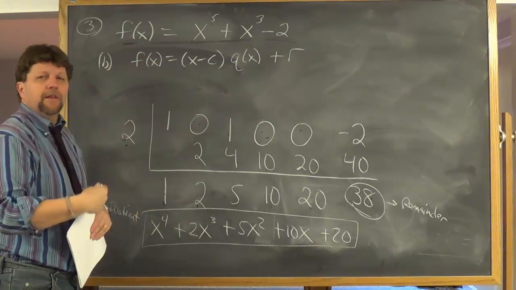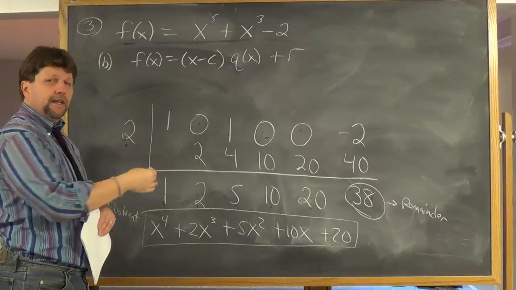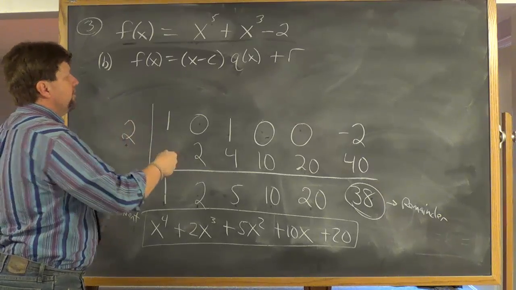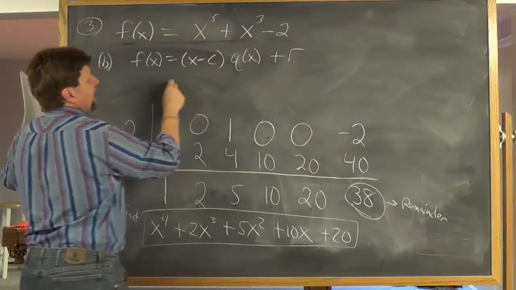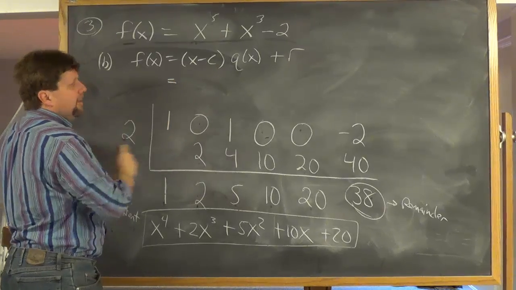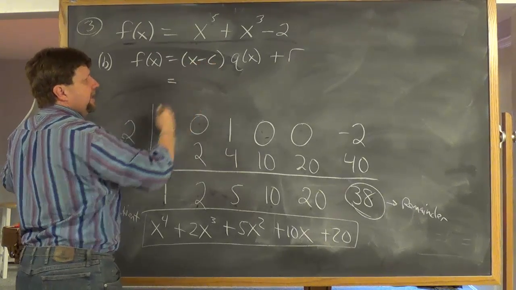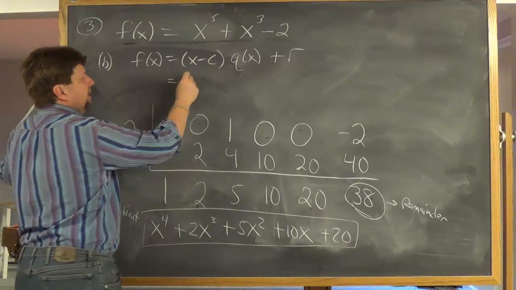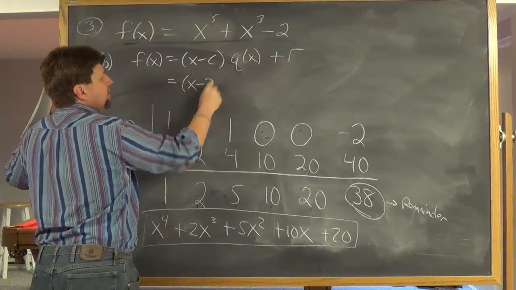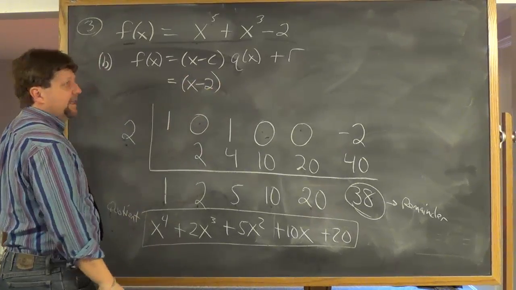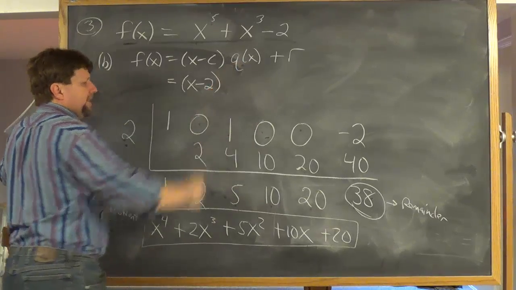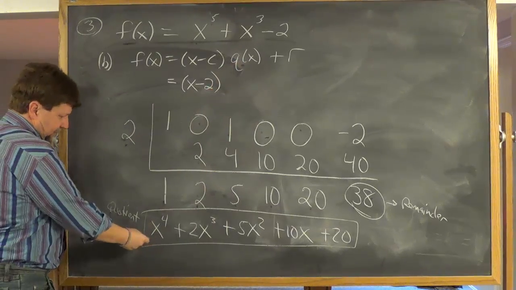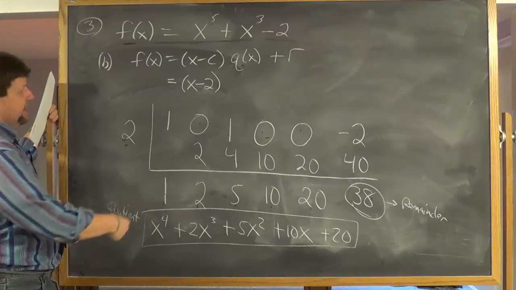We just did the synthetic division, so we should be able to take this function and write it in the form x minus c. That's what we were dividing by: x minus 2. That's our x minus c. Q of x, that's our quotient. Well, here's our quotient, so let's write it down.